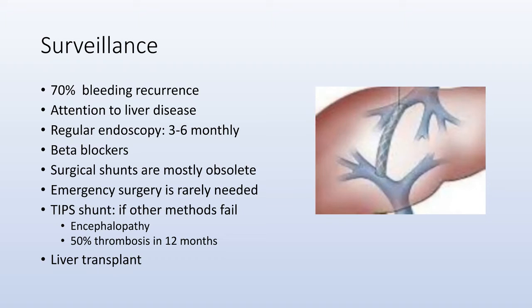Now, I should mention to you the role of surgical shunts. Surgical shunts were a big thing in the past, such as porto-caval shunt or mesocaval shunt or splenorenal shunt, proximal, distal. This has almost totally been abandoned to treat people with portal hypertension for a variety of reasons, and one of them is the fact that these patients are high risk for surgery.